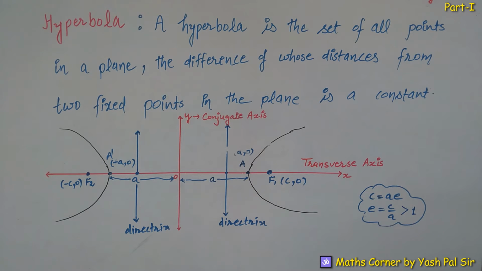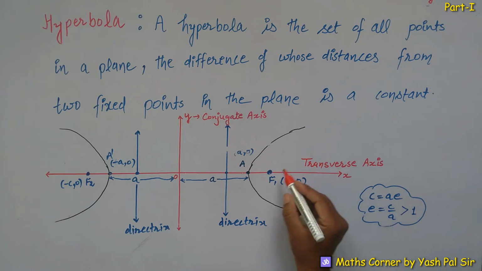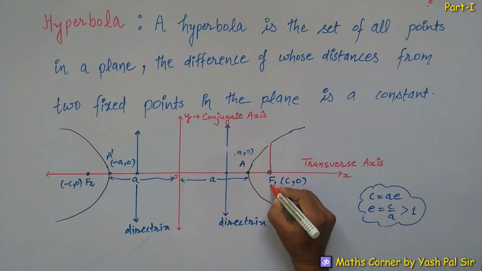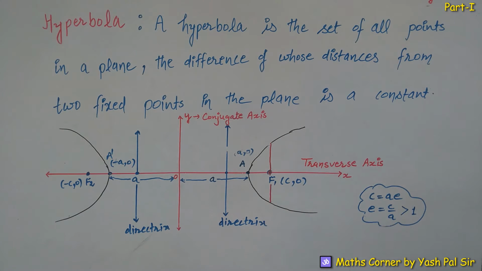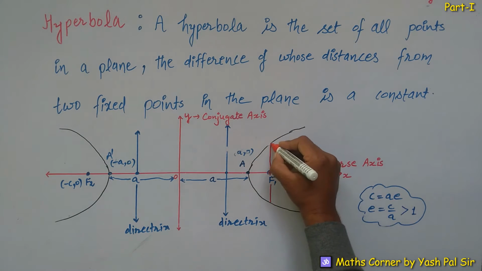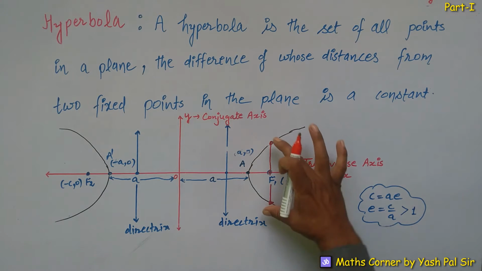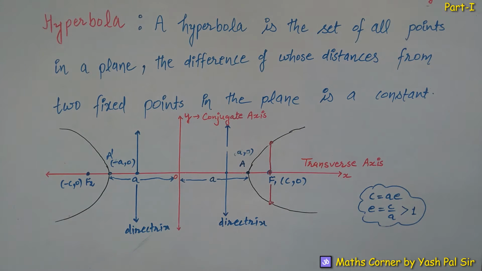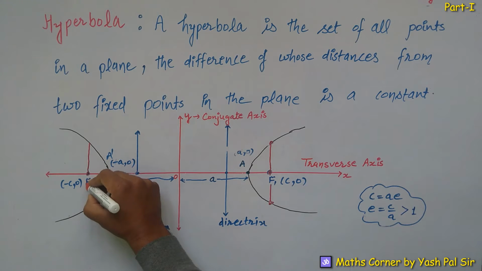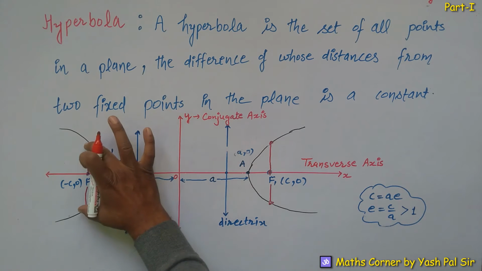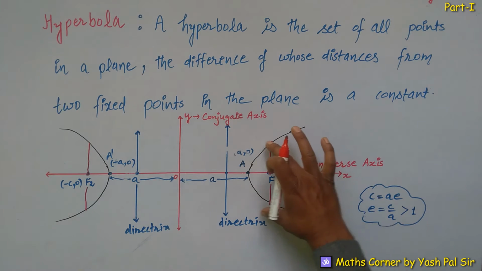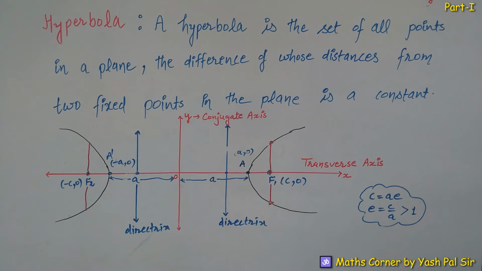Now one more thing: the line passing through the focus parallel to the directrix gives the latus rectum. From this point to this point, this distance is called the length of the latus rectum. On the left side also, through this focus, the line parallel to the directrix gives the length of the latus rectum. And the length of the latus rectum in both cases is 2b square upon a.